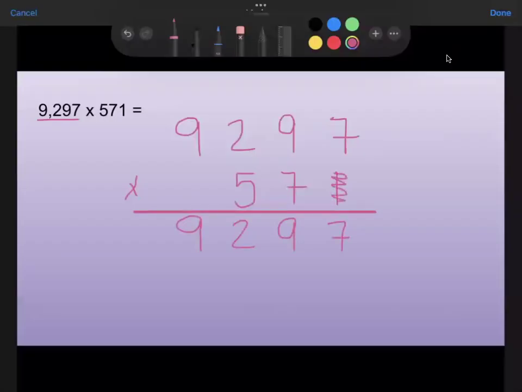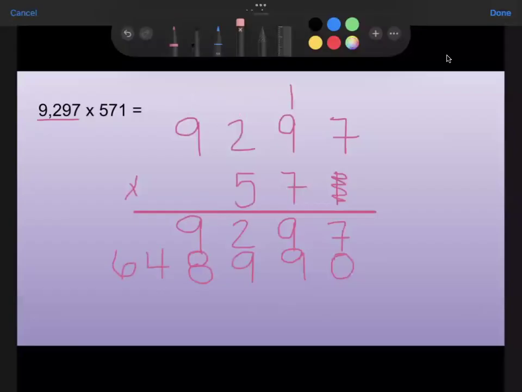I'm going to go ahead and cross that off, add a 0 to show that now I'm multiplying by a number in the tens place. 7 times 7 is 49, so that means a 9 goes here and the 4 gets regrouped to the next place value. 9 times 5 is 45, plus 4 is 49, so another 9 and another 4 here. Now 2 times 7 is 14, plus 4 would be 18, so the 8 goes here and the 1 gets regrouped. Next step would be 9 times 7, which is 63, and then add 1 gives us 64 here.